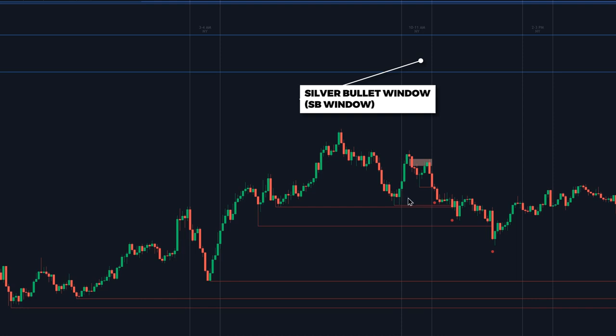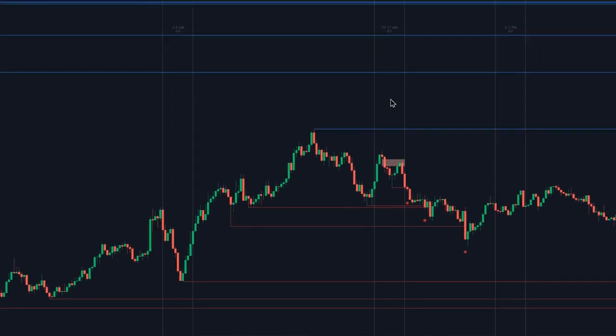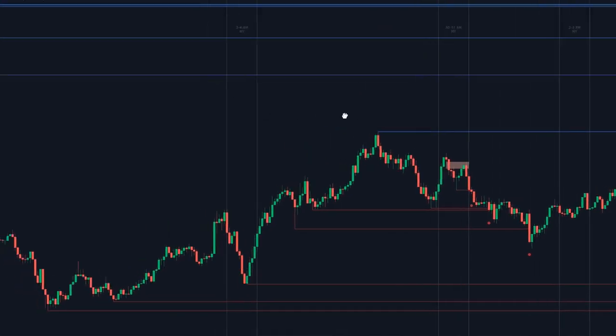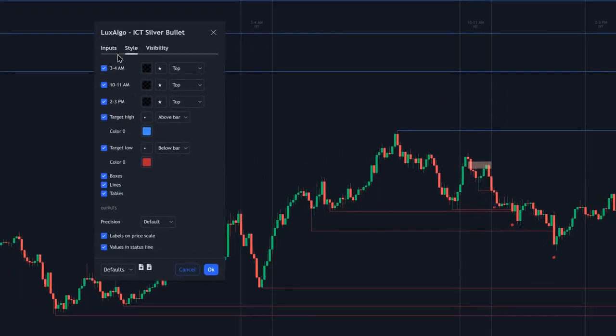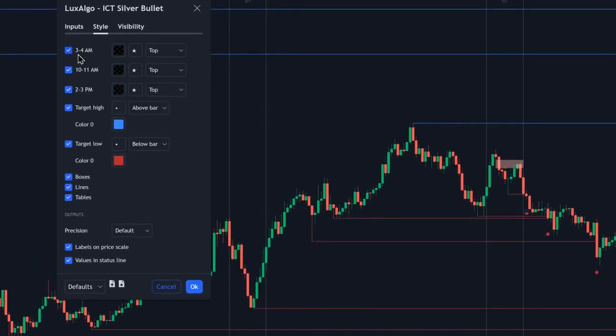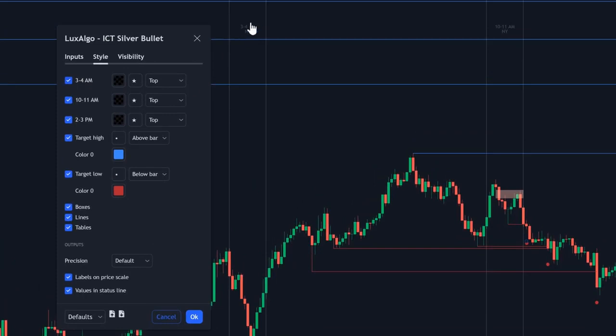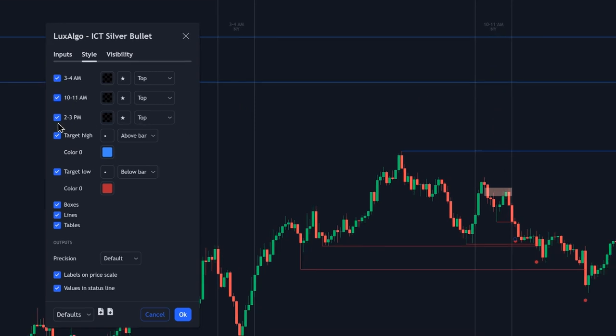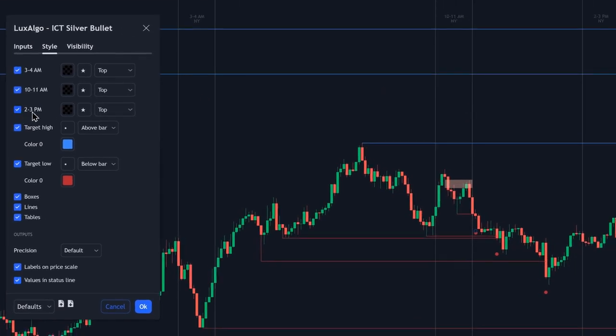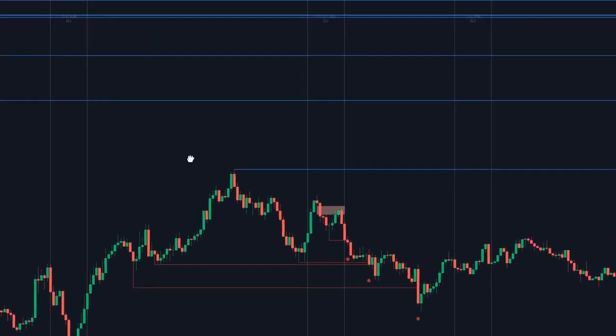Every day, there's going to be 3 different silver bullet windows. As you can see from the settings, the first SB window is going to be from 3 a.m. to 4 a.m., which is this one. And then we have the 10 a.m. to 11 a.m. one, which is going to be this one. And the last SB window is going to be from 2 p.m. to 3 p.m. The time zone used by this indicator is actually New York local time.